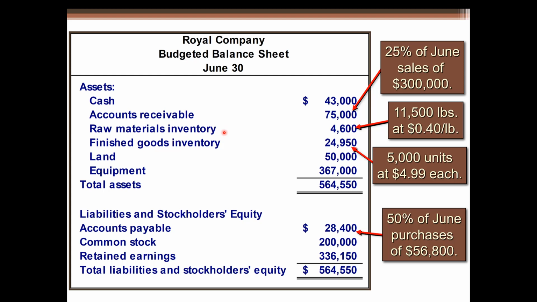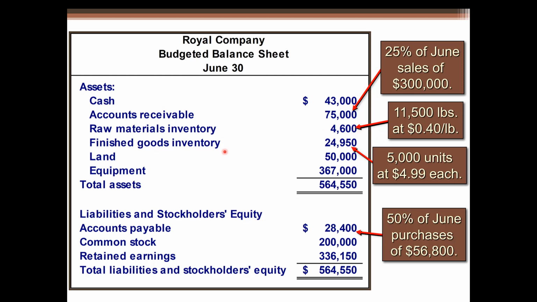For raw materials inventory account, if you go back, take a look at the direct materials budget, the ending balance of the quarter for raw materials should be 11,500 pounds. For each pound, it costs 40 cents. So we can calculate the total dollar amount for raw materials inventory. 11,500 multiplied by 0.4, and then we can get $4,600.